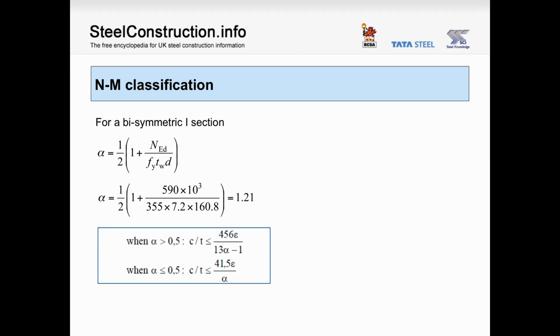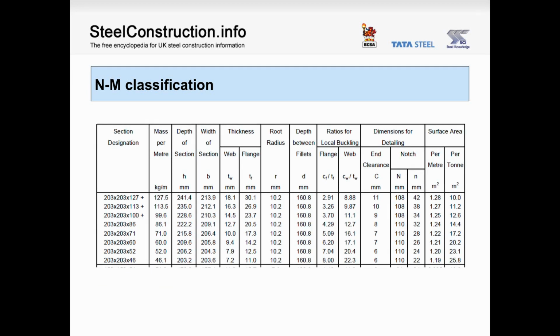Our limiting C over T ratio depends on the value of alpha. Is it greater or less than 0.5? Our value clearly is greater than 0.5, so we can calculate C over T in this case as 25.1. From section property tables, the actual C over T ratio for the web is 22.3, which is less than the limit of 25.1. So the web is at least class 2.